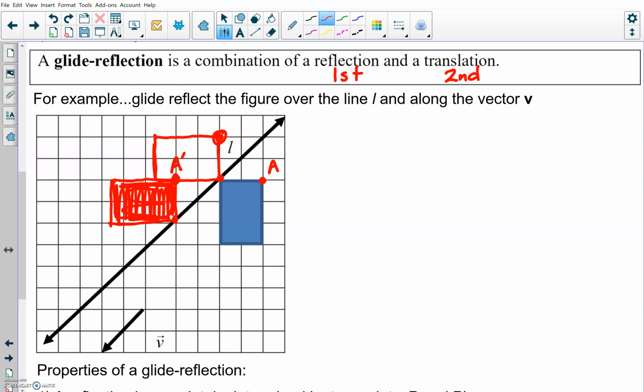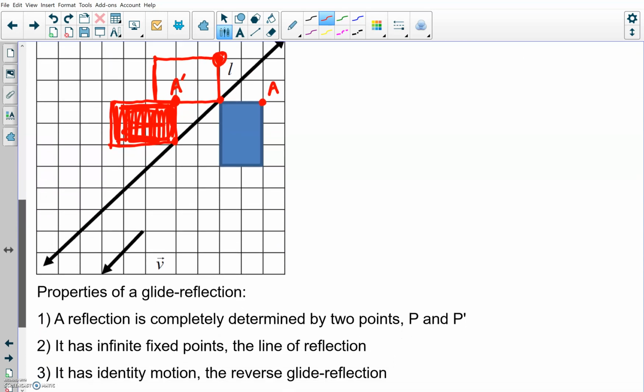All right, so that's a glide reflection. They should call it reflection glide, but I don't think that rolls off the tongue as well, so they call it a glide reflection. And the reason they should call it reflection glide is you've got to reflect first, then translate second, when the line and the vector of motion are not parallel. And you'll see that all over the place in the homework.